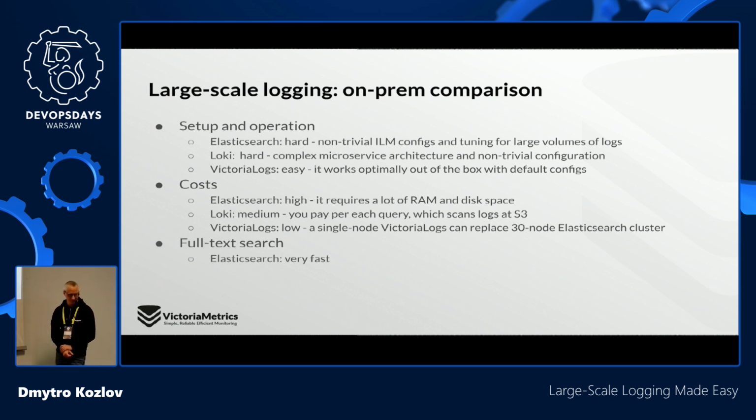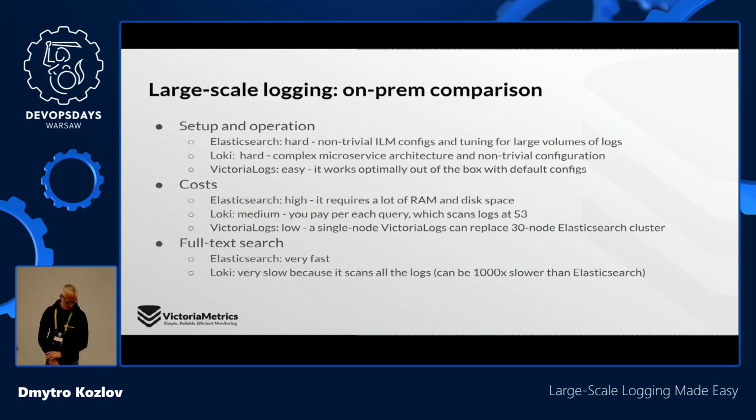Also, it's about full text search. Elastic is very fast, and Loki is very slow because it scans all the logs from the index, and VictoriaLogs is fast, comparable to Elasticsearch. Do you know what full text search means?